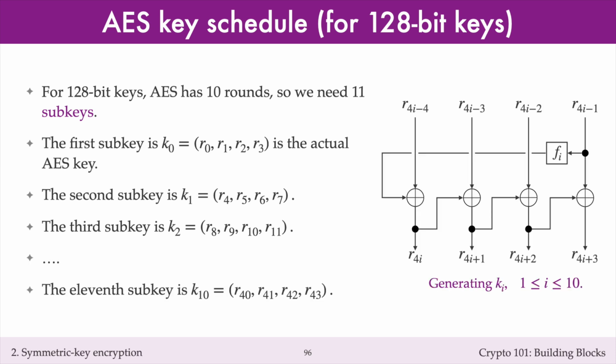Here's how the 4 words of the subkey Ki, where i is between 1 and 10, are derived from the 4 words of the previous subkey Ki-1. First, the last word is passed to this function fi, which produces a new word, which is then added to the first word. The result is the first word of the ith subkey. This word is added to the second word of the input to get the second word of the output, and so on.